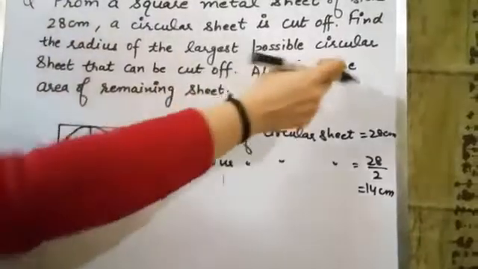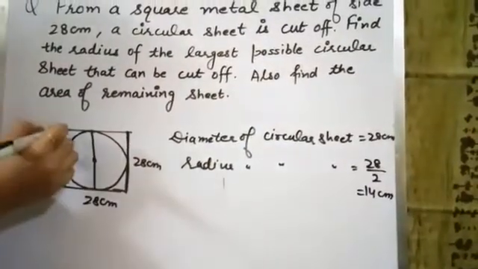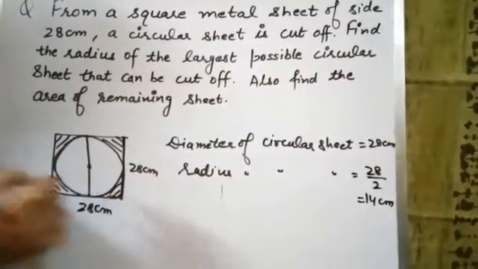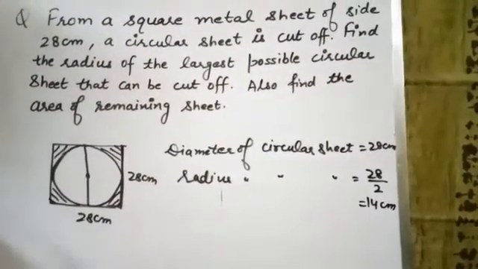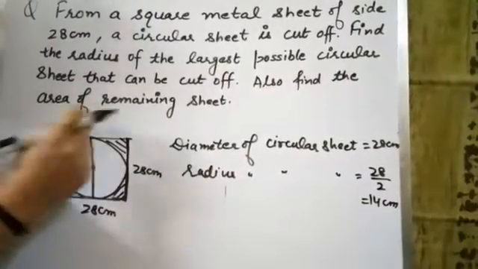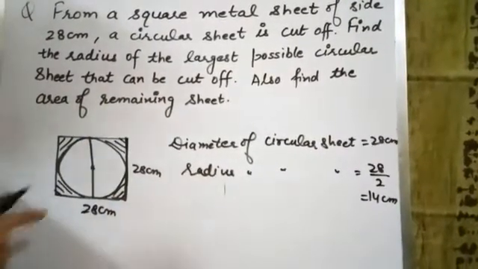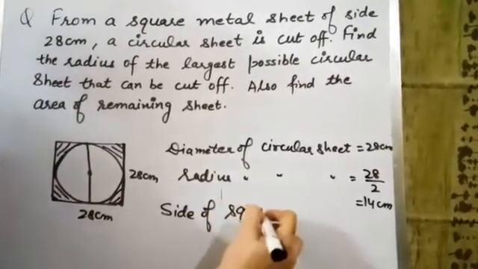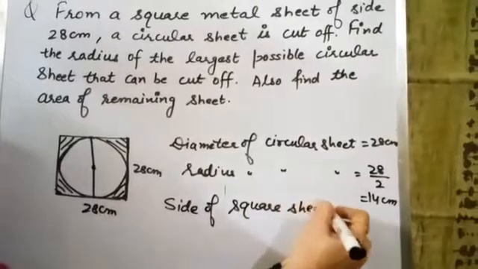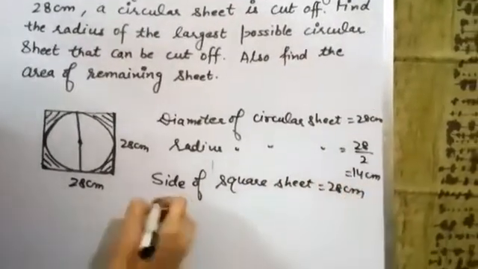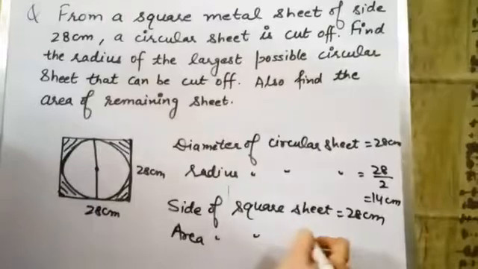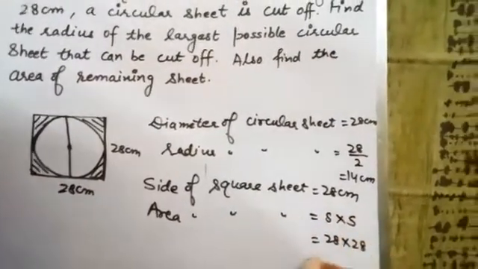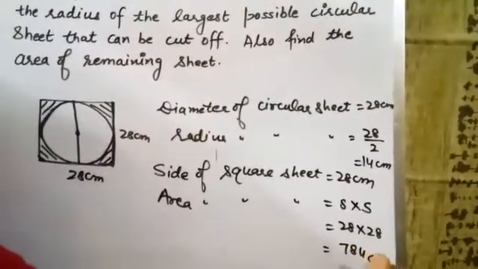Now next, also find the area of remaining sheet. This is remaining sheet. How can we find the area of the remaining sheet? We subtract the area of this circle from the area of this square sheet. Side of the square sheet is given to us, 28 centimeter. So we can find its area, that is side into side, 28 into 28, that is 784 centimeter square.